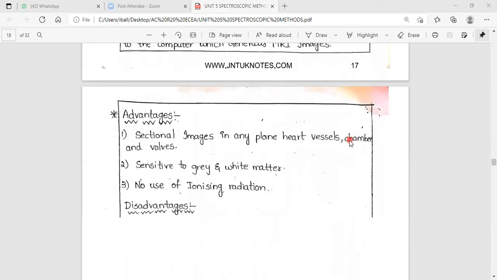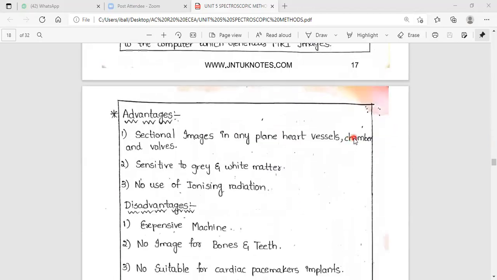Then what are the main advantages of the MRI scan? The MRI scan determines abnormalities present in the heart vessels, chambers, and valves. MRI scans are sensitive to the gray and white matter, and there is no use of ionizing radiation.